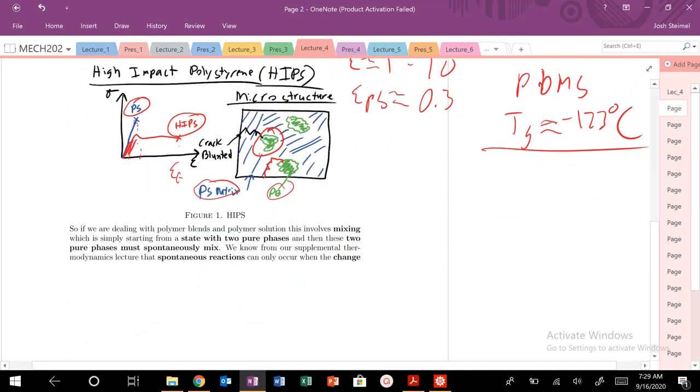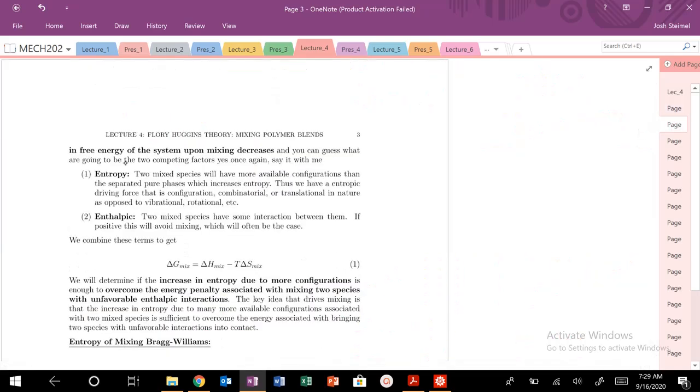So when you're dealing with polymer blends or polymer solutions, all you're basically doing is you start with two pure phases, and then the two phases will spontaneously mix or they will not mix. And we know that if they mix spontaneously, the change in free energy of the system upon mixing must decrease. So what are going to be the two competing factors to see if my delta G of mixing is going to decrease or not? What's going to be the competition?